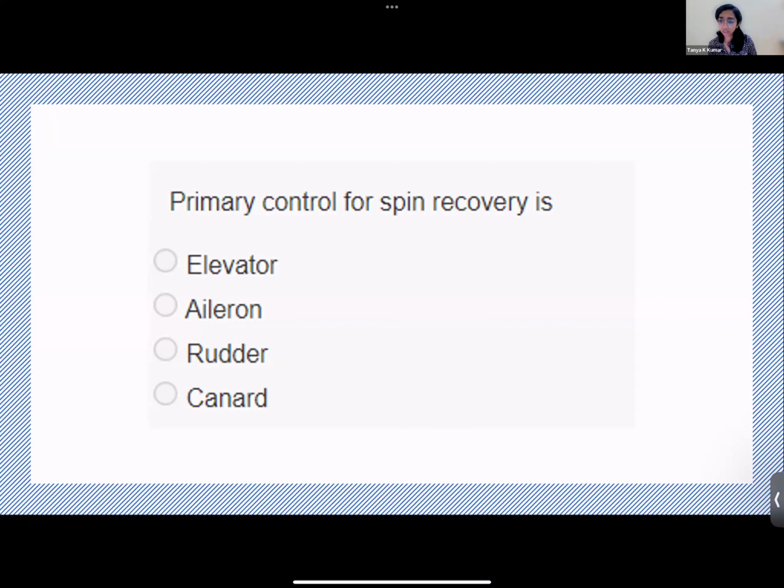Why does it occur? Okay, yaw-like motion. Yes. So when the spin occurs, the aircraft moves in a helical downward spiral, right? So that's what spin is, right? Why does it happen? Yes, so it's a yaw aggravated stall.